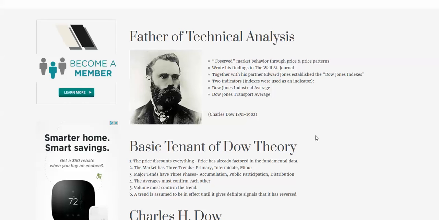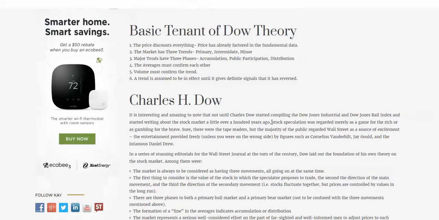Edward Jones. You've all heard about the index called the Dow Jones Industrial Average, right? Charles Dow and his buddy Edward Jones created the Dow Jones Industrial Average back in the late 1800s. Whatever he had to say about the market, I really feel we should take heed of it. So what does he say?